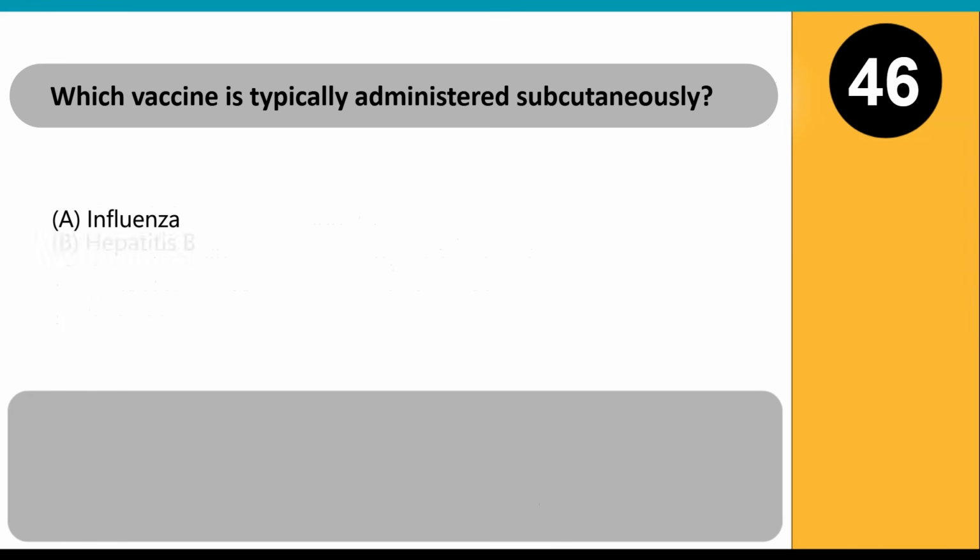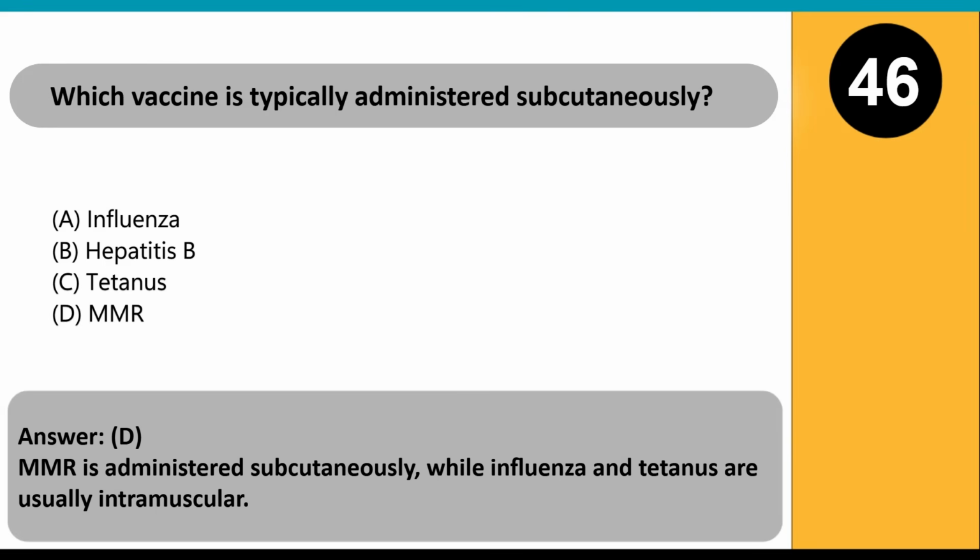Which vaccine is typically administered subcutaneously? A. Influenza. B. Hepatitis B. C. Tetanus. D. MMR. Answer: D. MMR is administered subcutaneously, while influenza and tetanus are usually intramuscular.